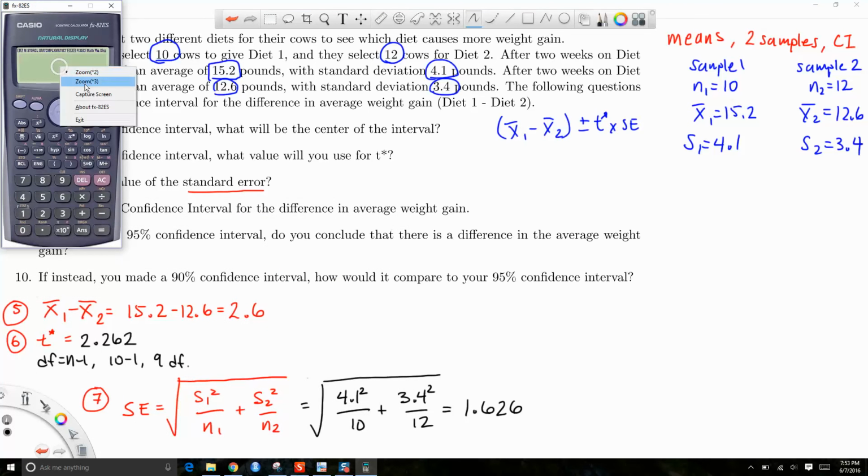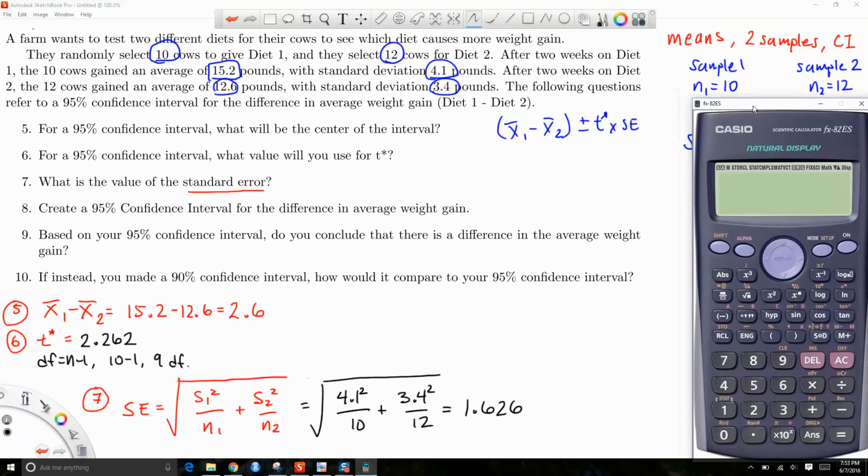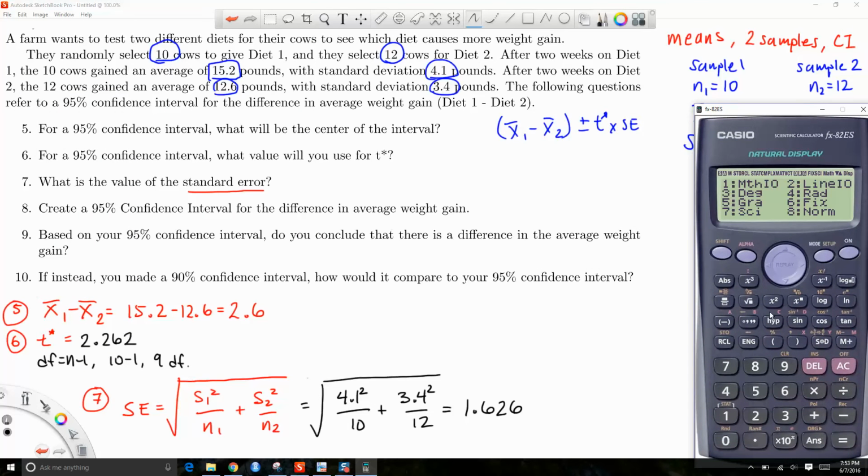I'm hoping everybody can use their calculator by now, but if you're having trouble with the calculator, then I guess I can show you what buttons you should push. So you'd hit square root. There's a few ways you can do this. You can do the square root, or you can do the inside and then take the square root. If you're going to put it in one step, you have to make sure you're using your parentheses correctly. So I got 4.1 squared over 10 plus 3.4 squared divided by 12, and close off the parentheses, okay? And I get 1.626.